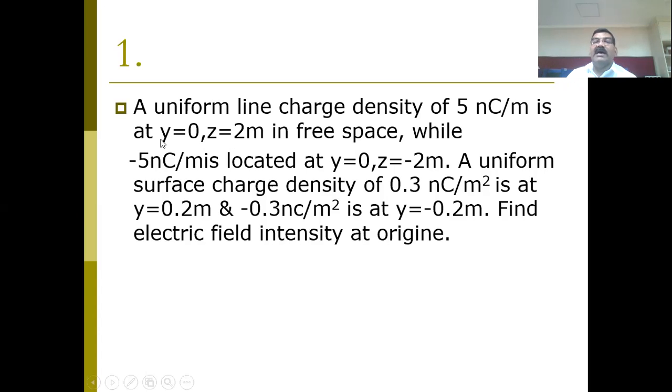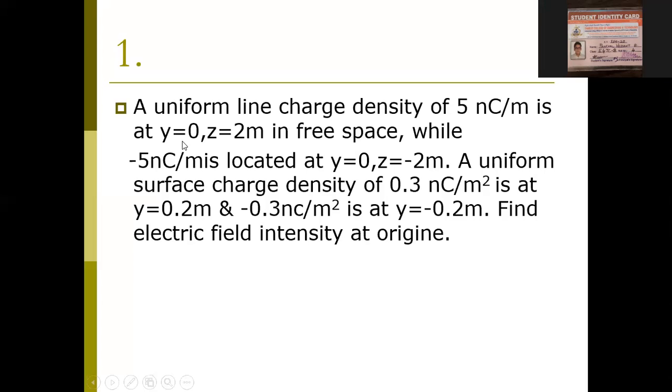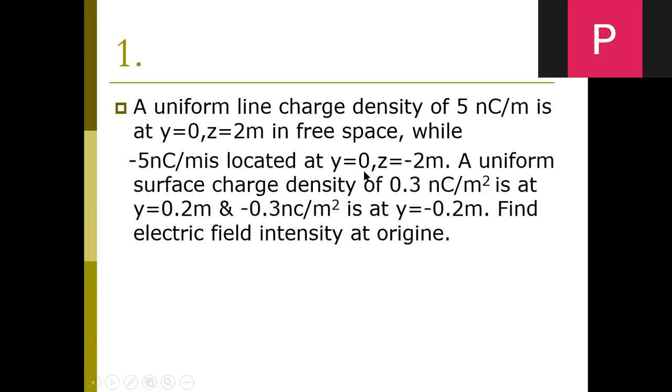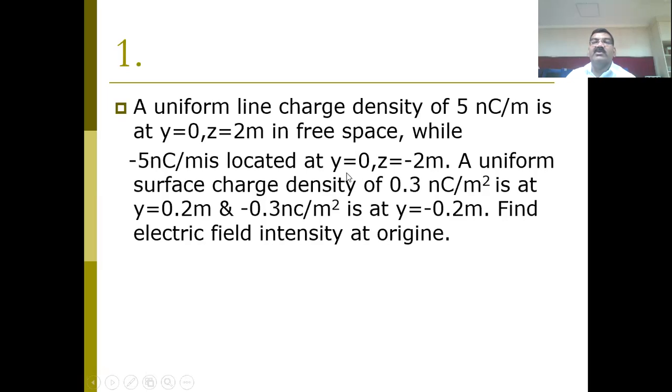This charge is parallel to which axis? Quickly. X-axis. Correct. This is parallel to x-axis. So you have to draw a line parallel to x-axis, y equals 0 and z equals 2 meter. Then the second line charge. Y equals 0, z equals -2. Parallel to which axis? Quickly. X-axis. Again, it is parallel to x-axis. So both the charges are parallel to x-axis. You just draw this location, y equals 0 and z equals -2. So it is downward.